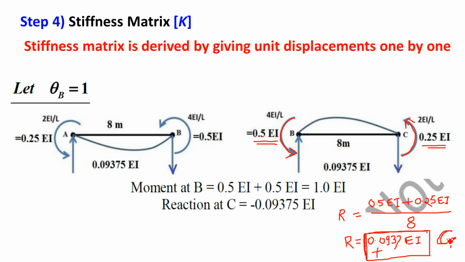So the reaction must be acting as a clockwise couple. Please understand: if the sum of moments divided by the span gives a positive answer, meaning anti-clockwise, then the reactions will be a clockwise couple. The reactions will be acting at point B and point C, the two ends of this span. Clockwise couple means the left reaction must be upward and the right reaction must be downward. This is a clockwise couple. Please understand.